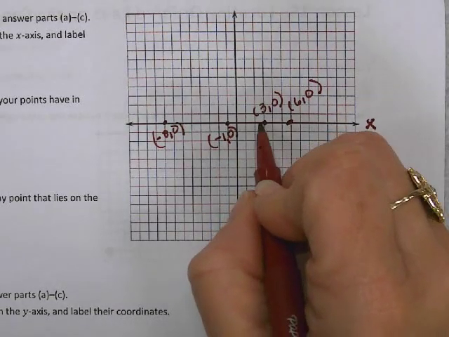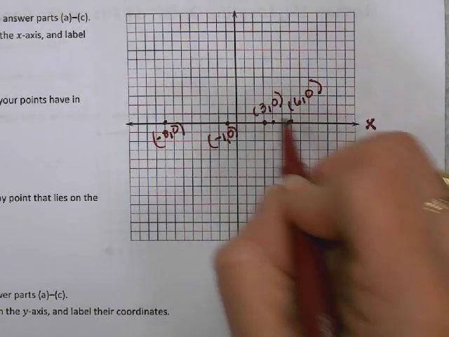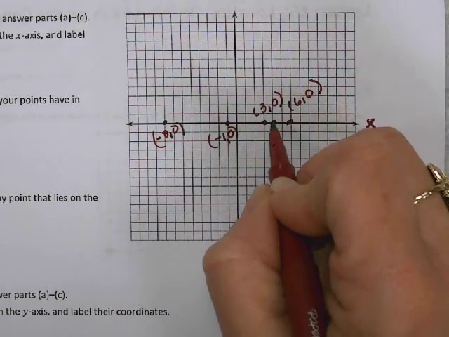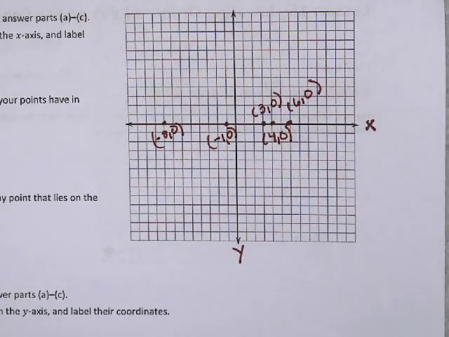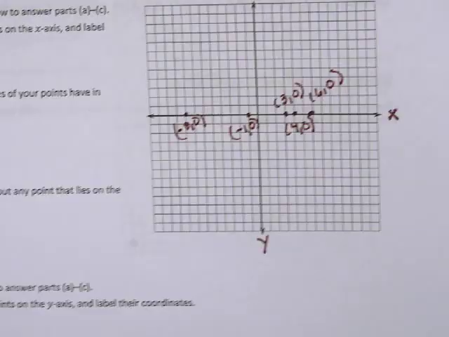And then the last point that I had written over here is (4, 0). So I'm going to go 1, 2, 3, 4. And I'm actually going to write that below since it's so close to my 3. My 4 would be here, and then I put (4, 0). So I'm going to move over this way a little bit.